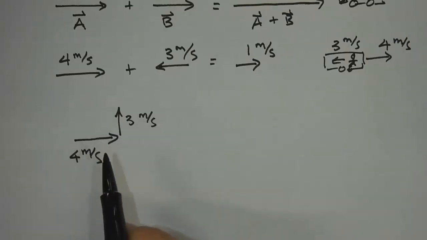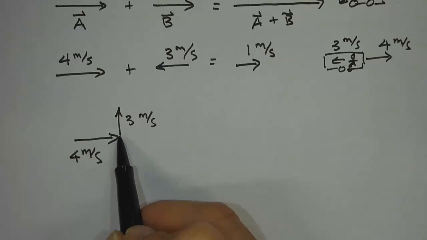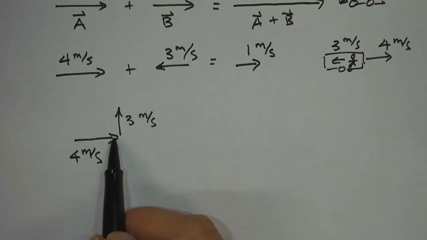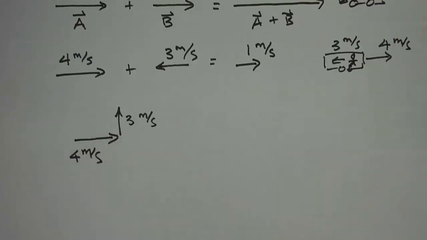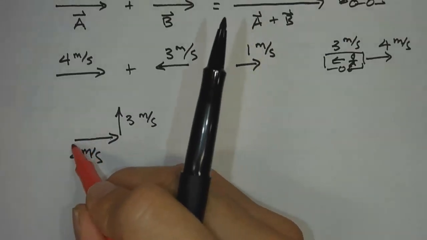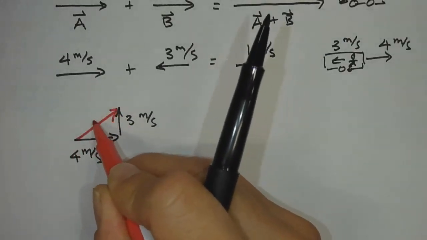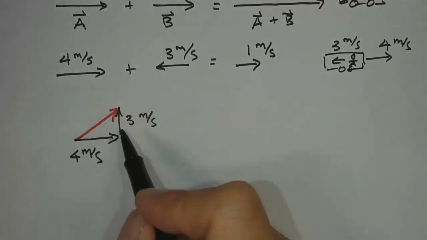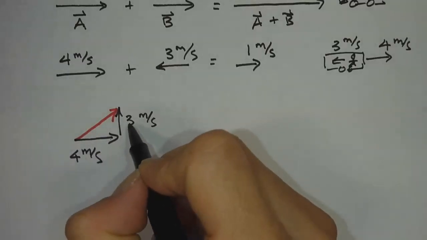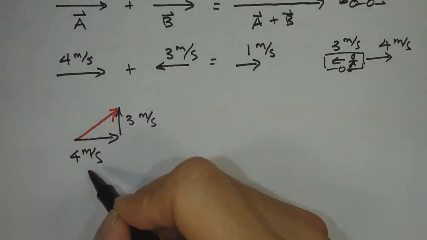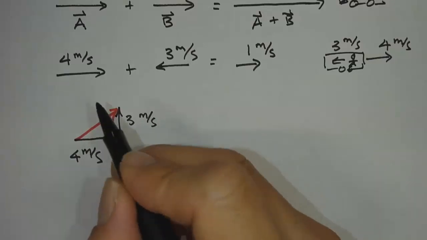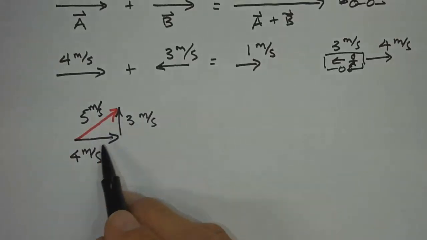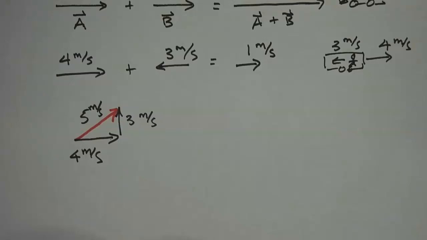What we're using here is what's called the tip to tail method. You draw the first vector and you place the second vector where the tail is touching the tip of the first one, and then you connect the beginning to the end, and this would be the sum of those two vectors. You'll notice this is a right triangle, so we could do Pythagorean theorem. 3 squared plus 4 squared is 9 plus 16, which gives 25, and the square root of that is 5 meters per second. So the sum of these two vectors is 5 meters per second.